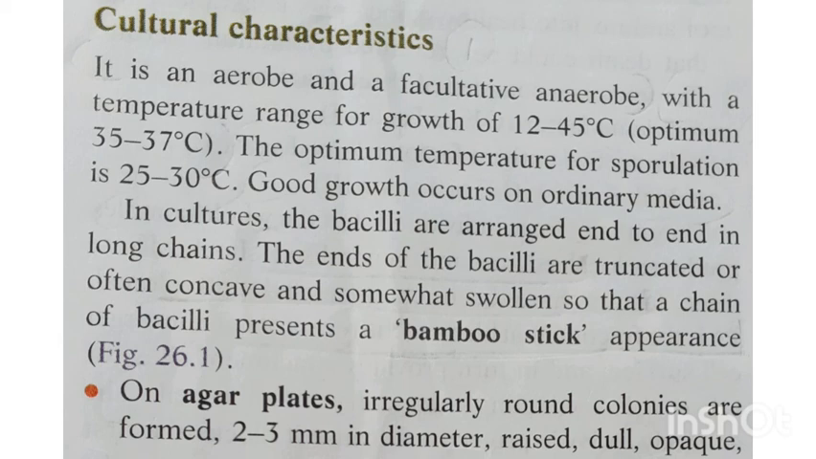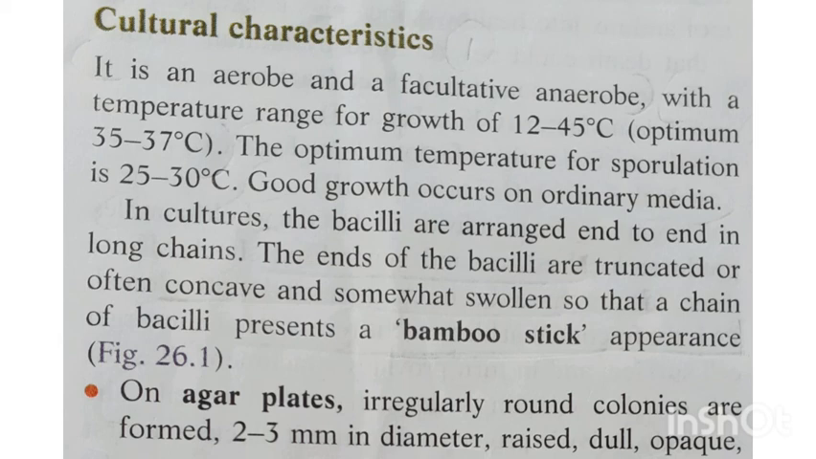And in cultures, these bacilli are arranged end to end in long chains or short chains, and the end of the bacilli is truncated or concave in structure, somewhat swollen at the end. Okay, so this represents a bamboo stick appearance, right? That is, the bacilli are arranged in culture as short or long chains with the ends truncated or concave, and this appearance is known as bamboo stick appearance.